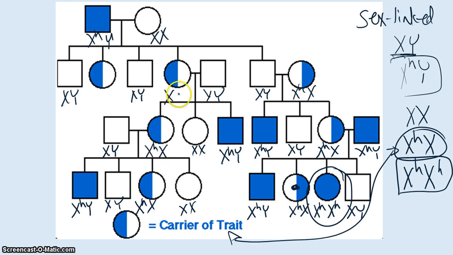In order for a female to be affected, she has to have an affected X coming from dad, which means dad over here has to be affected with the trait, and mom has to be a carrier. So it's very difficult for females to be affected with sex-linked traits.